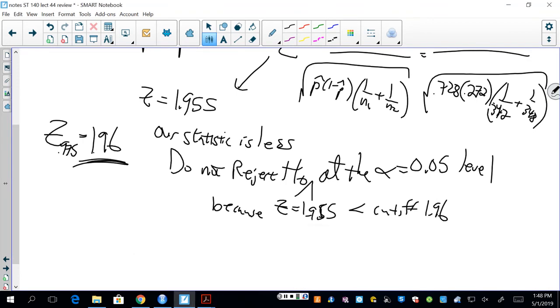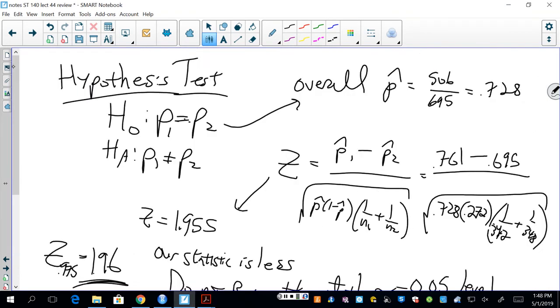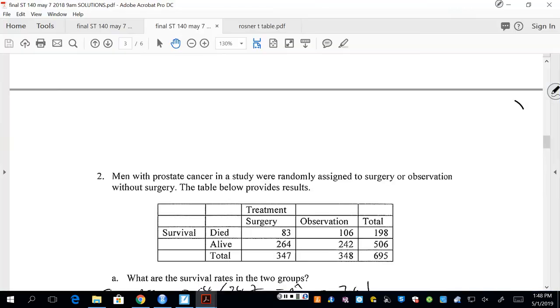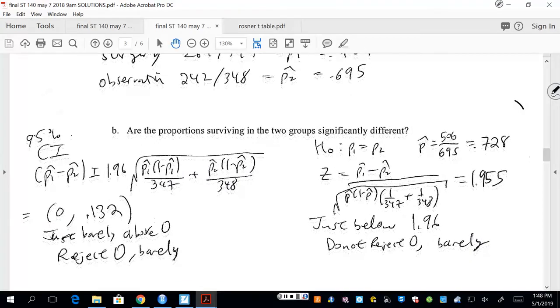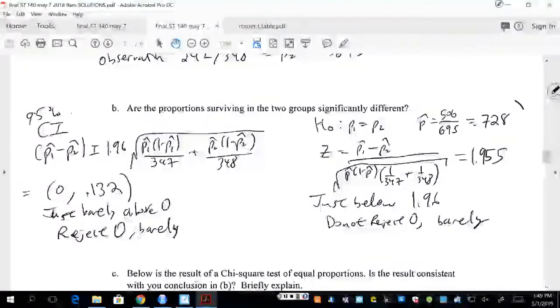The one special thing for a hypothesis test in this case, right, is we had to do a p-hat because the null hypothesis says they're the same, and we do that. The solution's also described there. This is the confidence interval formula. The confidence interval doesn't have that assumption that they are equal. If you do the confidence interval, it actually ends up being just above 0. If you do the confidence interval, you would conclude that just barely it is statistically significant.